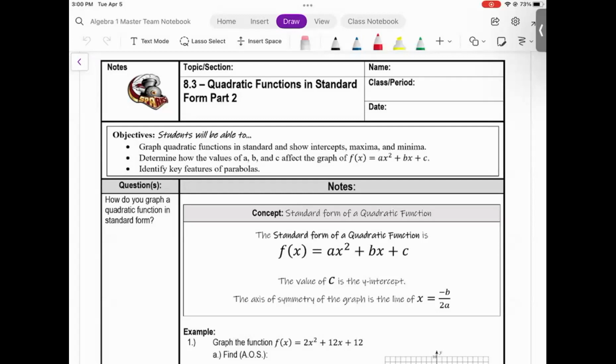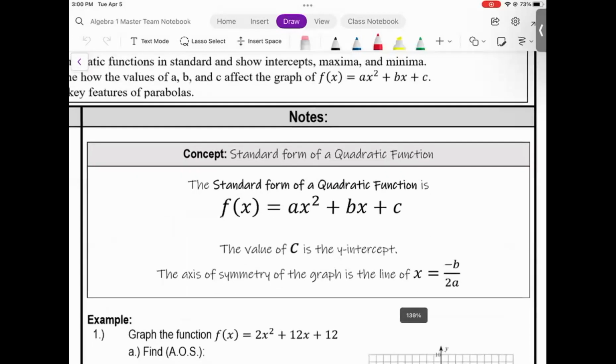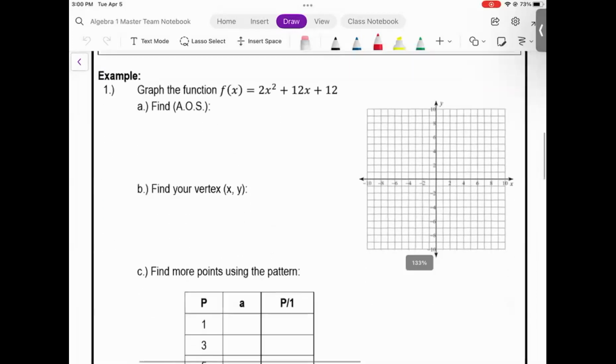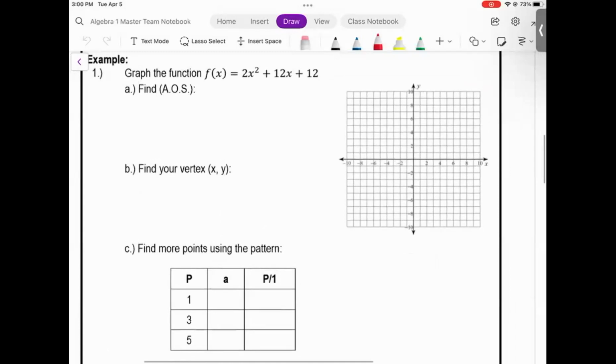So this is going to be 8.3 quadratic functions in standard form. This is part 2. Last class, we went over how to find the y-intercept, the axis of symmetry, and the vertex. Today, we're going to use all of that to be able to graph a quadratic function in standard form. They should look very familiar because it's also on your notes from last class. So let's take a look at example 1. We are being asked to graph the function f of x is equal to 2x squared plus 12x plus 12.